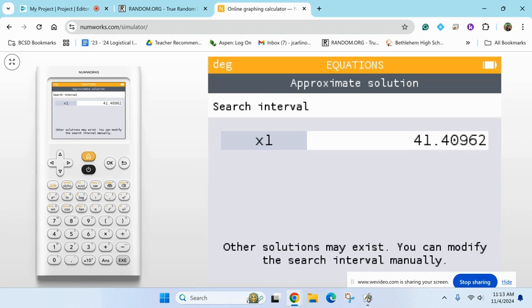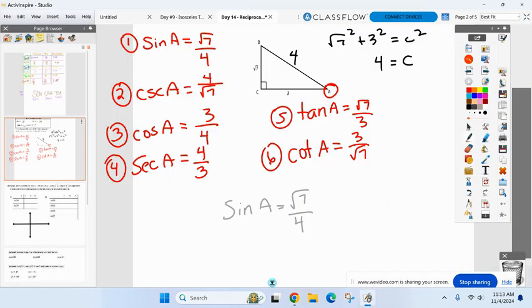41 degrees, there it is. So angle A, 41 degrees. Would I have gotten a different answer if you guys said, let's use cosine or tangent? Nope, not at all.